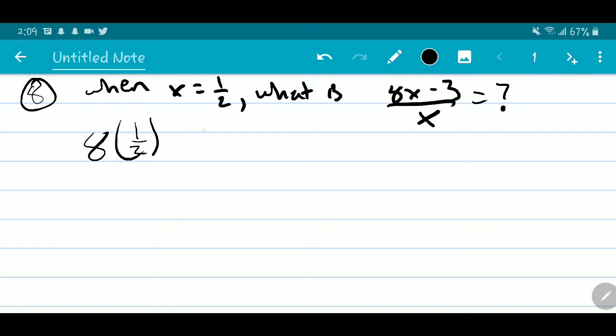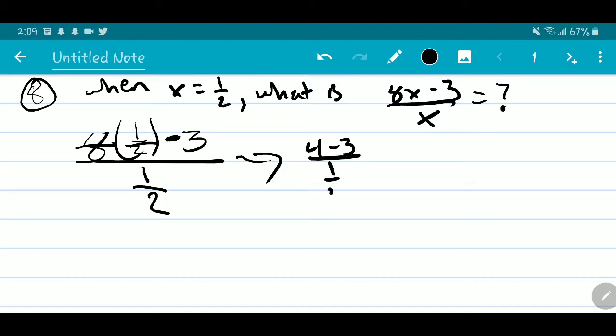I recommend that you use parentheses everywhere so you don't make mistakes. And over 1/2. I know this looks scary with 2 division signs, but just don't worry about it right now. So 8 times 1/2, well, that's 4. Okay, so that turns into 4 minus 3 over 1/2. And 4 minus 3 is 1, so 1 over 1/2.